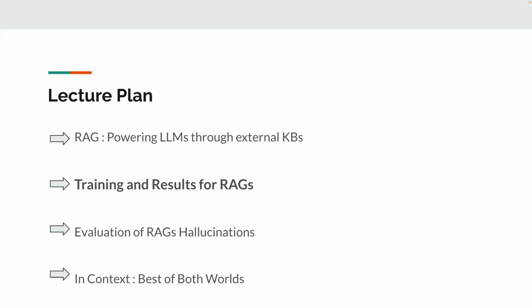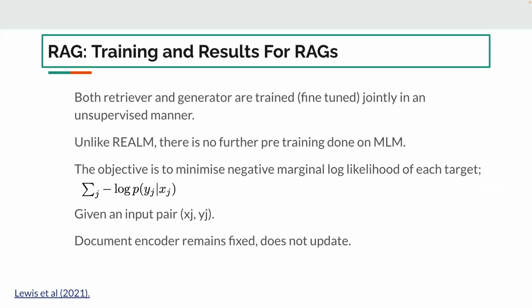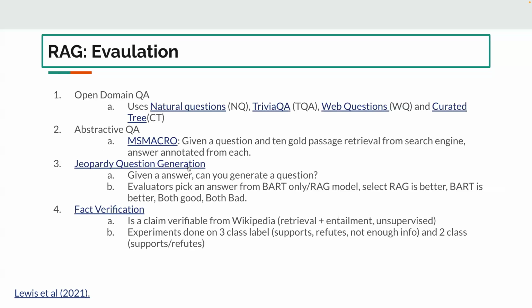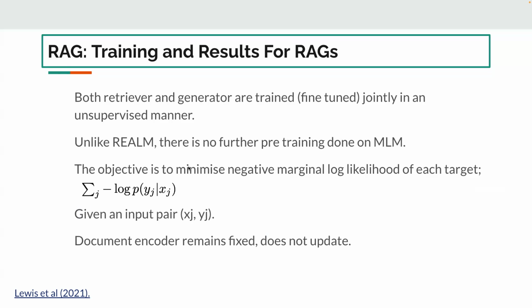Right. We can talk about training for RAGs and results. Like I said, both these models are jointly only fine-tuned and no pre-training is done in tandem. There is no further pre-training done on MLM as well. And then based on your task, you would have different types of fine-tunings. But in general, it's more or less like language modeling. You're trying to minimize the log likelihood for each target, given an input pair of X and Y.